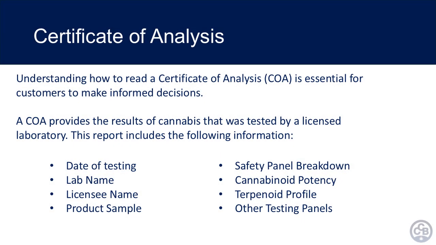A certificate of analysis, which is commonly referred to as a COA, provides the results of tests conducted on cannabis by a licensed cannabis laboratory. In the following slides, we will go more in depth into how to find the following information on a COA: the date of testing, the lab name, the licensee name, the product sample, the safety panel breakdown, the cannabinoid potency, the terpenoid profile, and other testing panels.